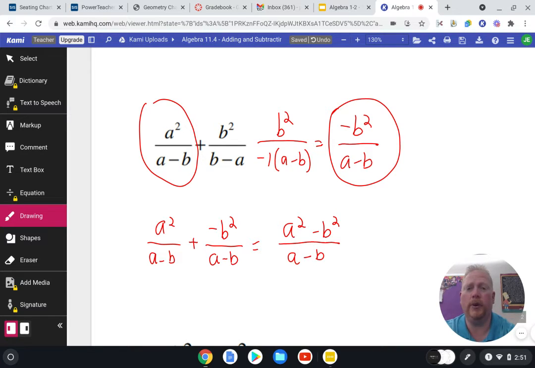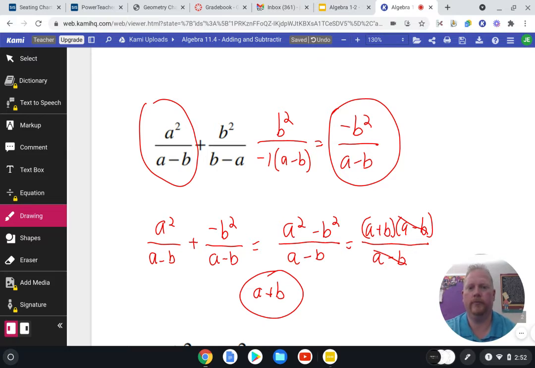Last thing you want to do is you want to go ahead and see if anything reduces. Right now they don't, but I can factor a squared minus b squared into a plus b and a minus b over a minus b. So now the whole a minus b can cancel out with this whole a minus b, and my final answer is just a plus b.